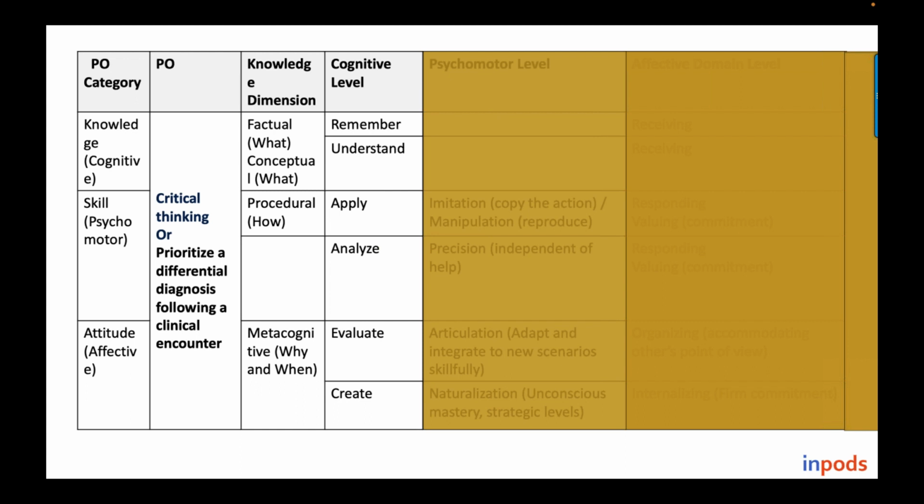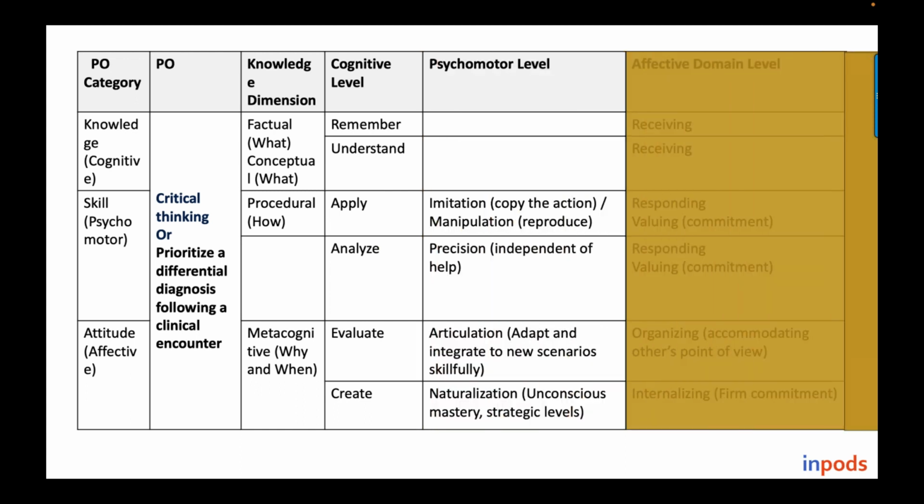Or do I want to take them to evaluate and create level also? That is to be decided by the program designer based on the discipline of the higher education. I mean the purpose of that program, and based on the requirements, these decisions have to be taken by the program designer. The next level is to think about, if I would have to take the students to procedural how level, then what are the levels?